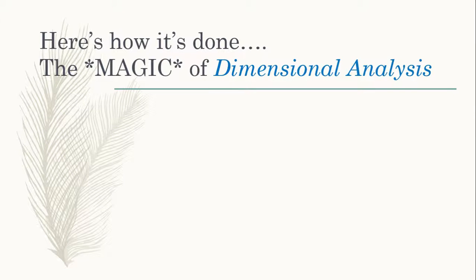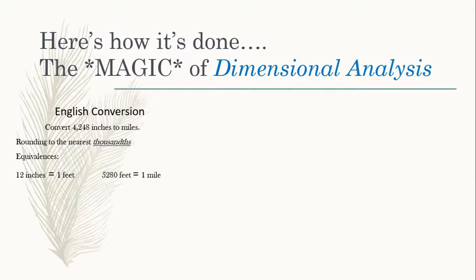So we finally reached a point where we're going to apply dimensional analysis to solving our unit conversion problems. Let's start with the English conversion. Convert 4,248 inches to miles, rounding to nearest thousandths. Take note of the directions. It states the answer should be rounded to thousandths.